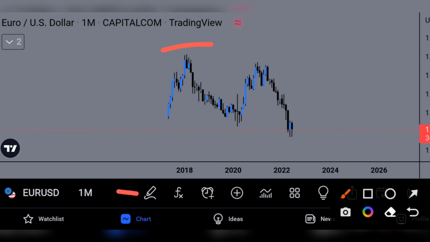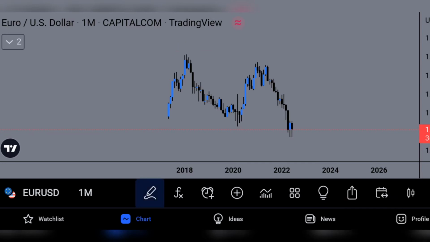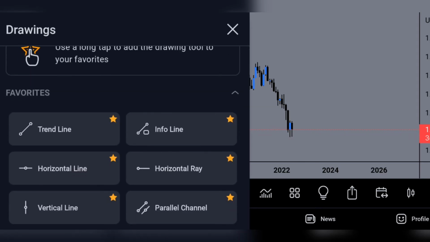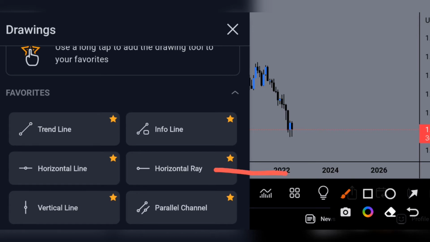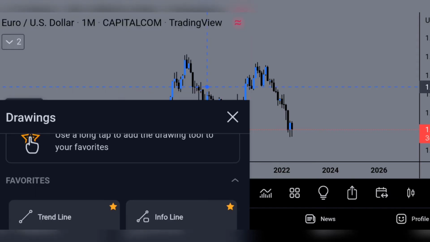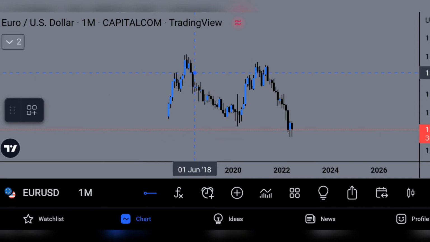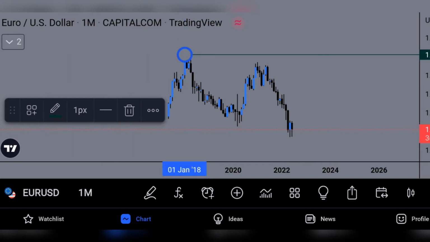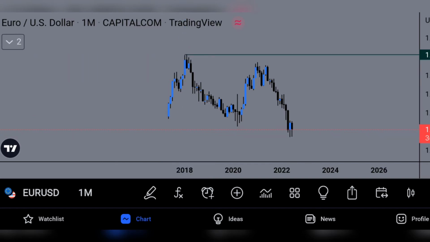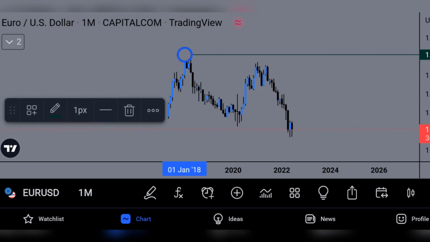So I'll be clicking here to bring out my tool, and the tool I'll be using is called horizontal ray, right? So I'll click here. This horizontal ray, let me show you guys. You can add it as your favorite. So I'll pull out my horizontal ray, go here and place it at the high and tap on it. Okay, so this is the monthly high. You can just use green for your high, red for your lows, right? Then you can still write something so that you know why you put the line.